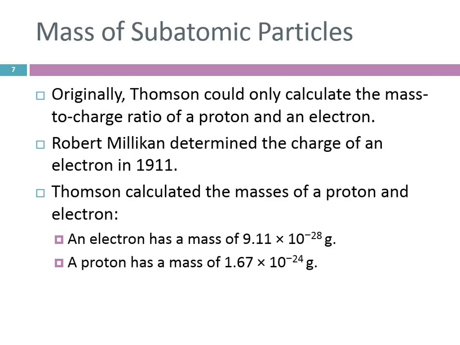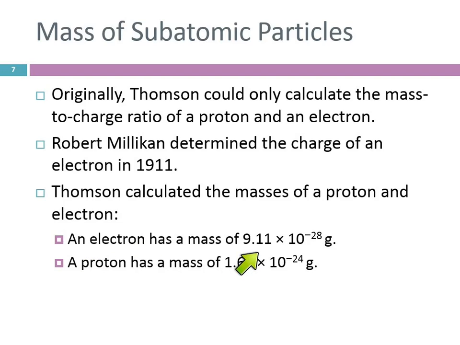So Thomson did some experiments. I feel like I'm skipping something, but maybe not. No. He was actually able to calculate a mass-to-charge ratio of a proton and an electron. And a few years later, another guy, Robert Millikan, was able to figure out what the charge on the electron was. And then because Thomson knew the mass-to-charge ratio, Millikan provided the charge, then Thomson could figure out what the masses were. And so these are the masses.